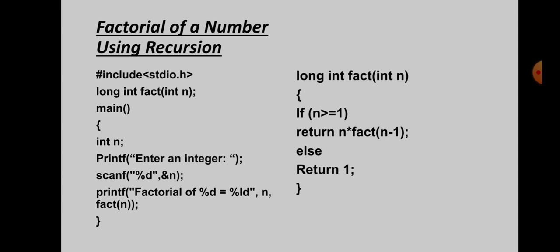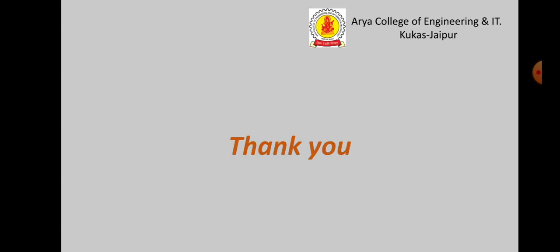Here, if n is greater than or equal to 1, return n * fact(n-1). Here again fact(n-1) is called, then the function is executed recursively while n is greater than or equal to 1. As soon as the value of n becomes 0, the else condition is run and the control moves back to the main function. This is a simple example of recursion.